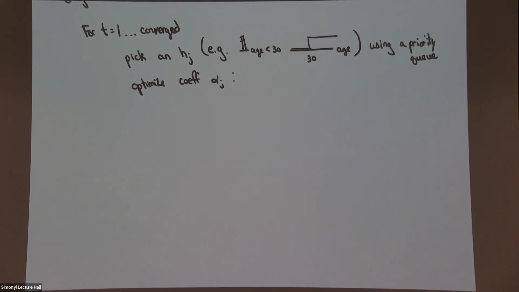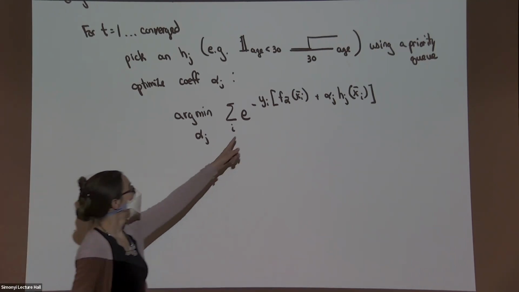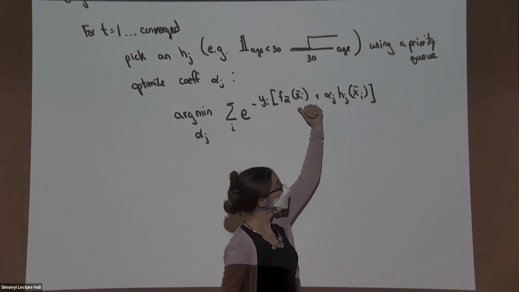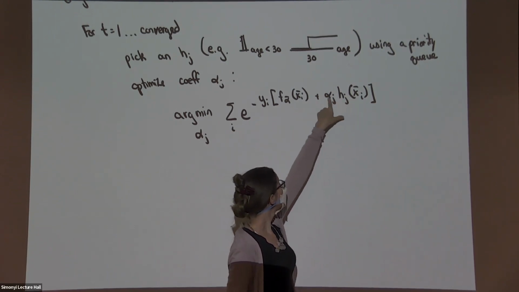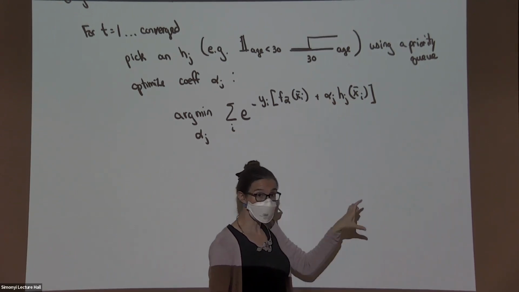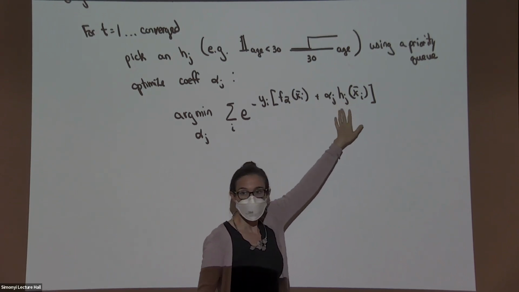Okay. And then the way you do that is you do argmin over alpha j, sum over i, e to the negative y_i times f_alpha of x_i plus alpha_j, this is your special j, h_j of x_i. So in other words, you're going to make an update by adding one more term or updating one of the terms already in there by changing the step for that h_j. So you make that update.